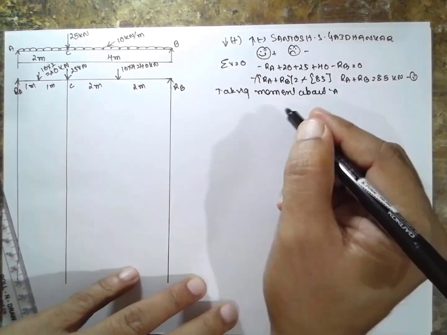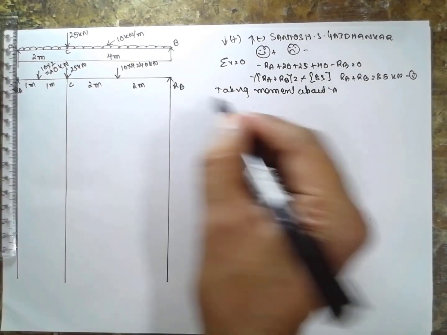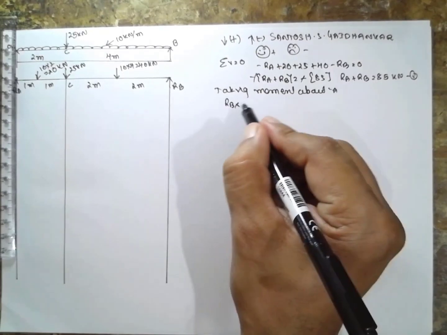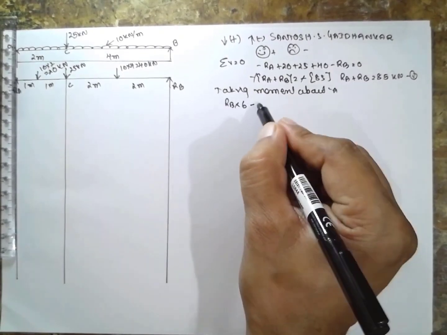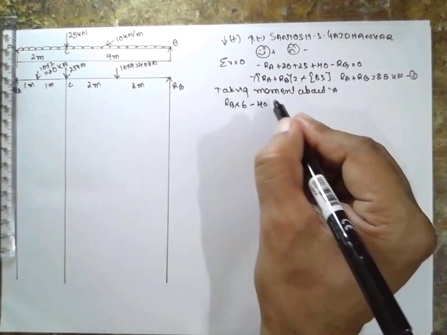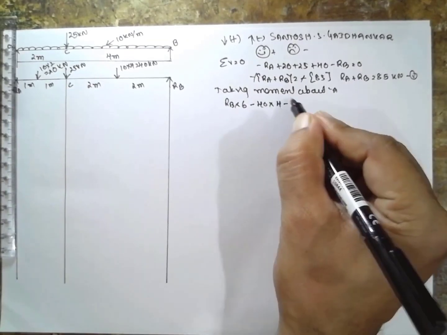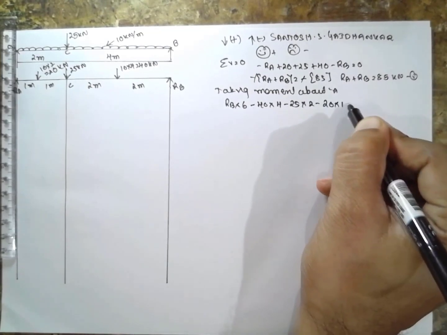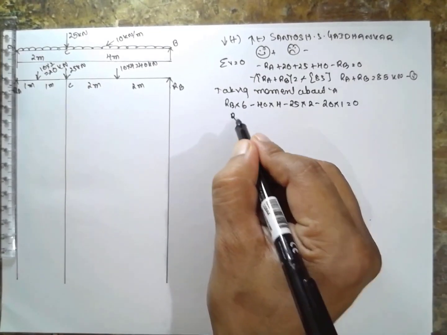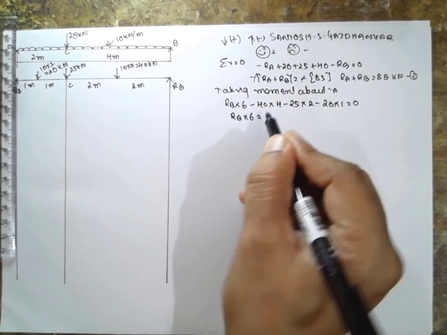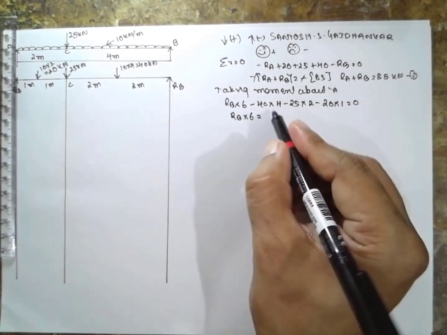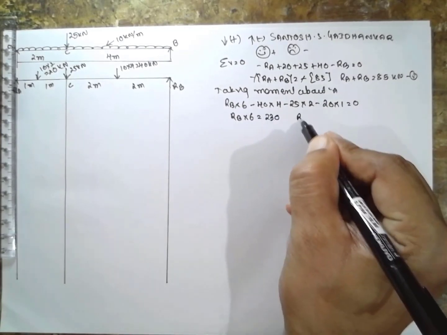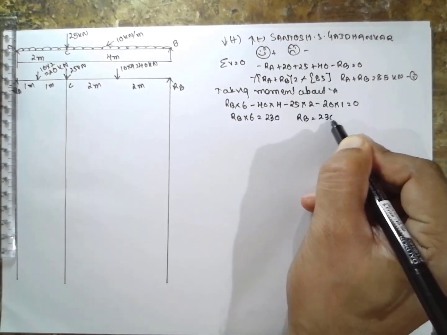Now we have to take the moment about A. This end has to be fixed here. Therefore anticlockwise becomes positive. RB into total distance 6 minus 40 into this distance 4 minus 25 into 2 minus 20 into 1 is equal to 0. If you calculate, RB into 6, bringing this term to this side, becomes positive, and the answer will be 230. Therefore RB is equal to 230 divided by 6.